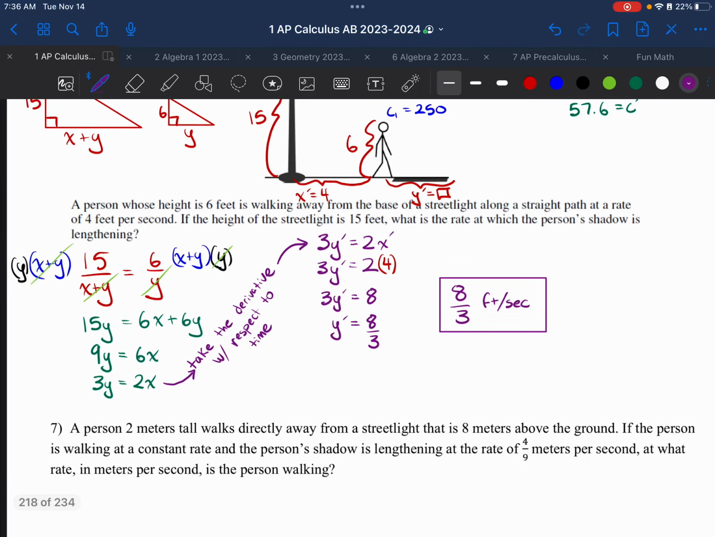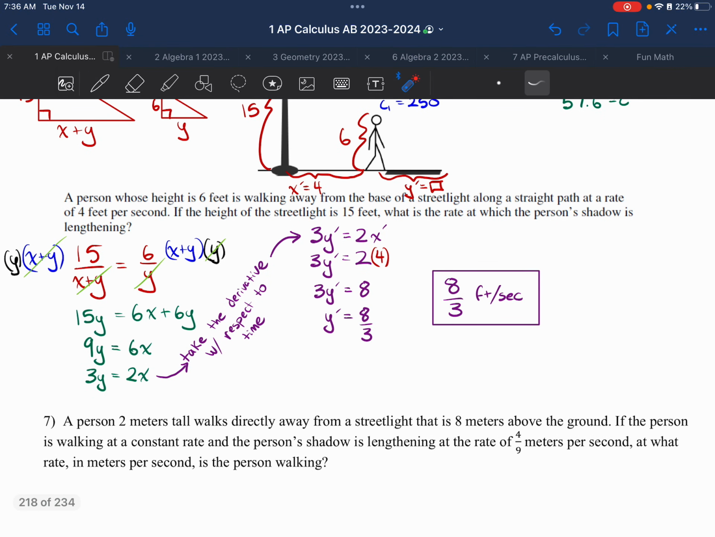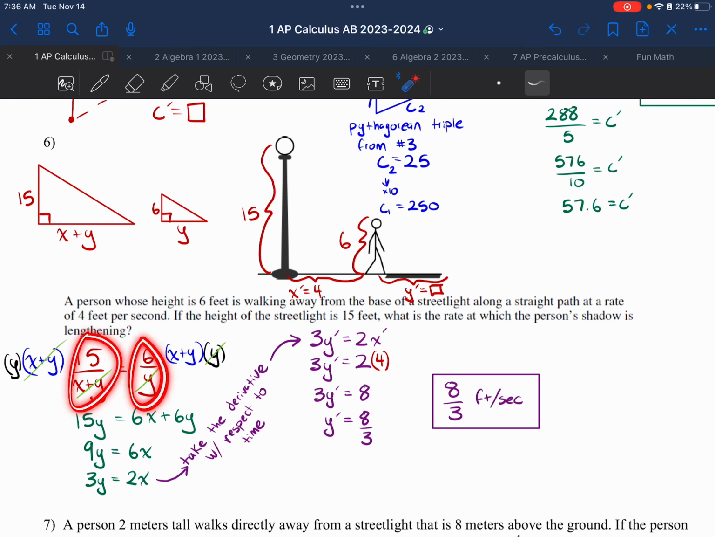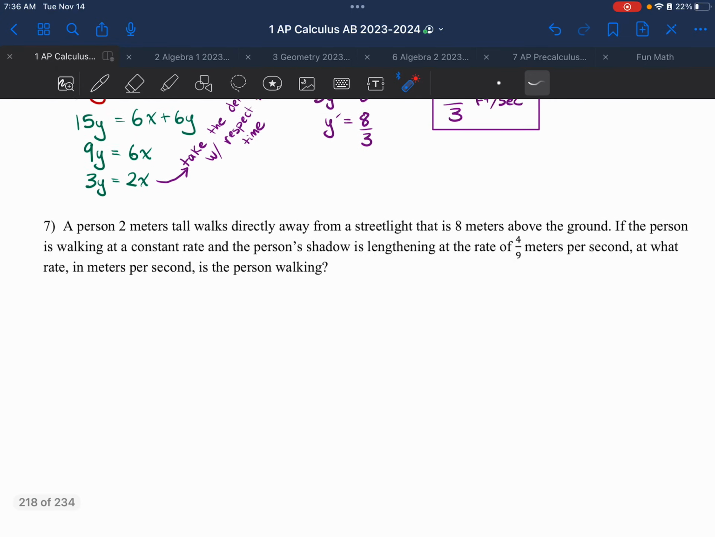All right. Yeah, that was a really hard question. But again, you set up a relationship. I saw the similar triangles. I set up a relationship. Similar triangles always means a fraction is equal to another fraction. I did some math to make it a lot easier. I took its derivative, and then I solved. All right, I think number 7 is going to be kind of the same thing.